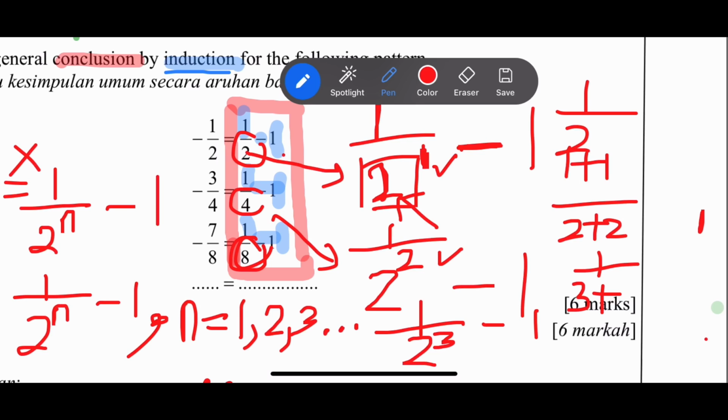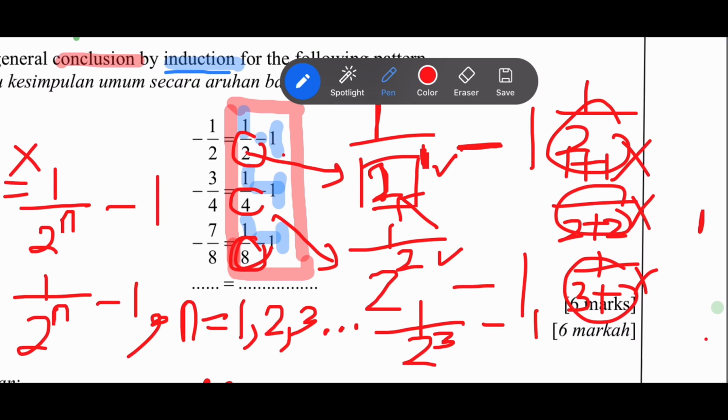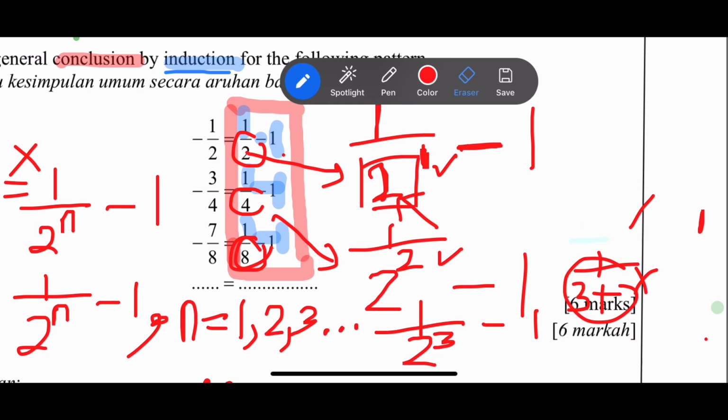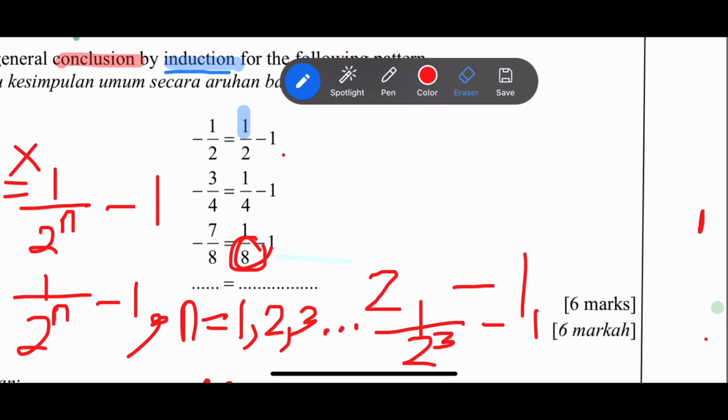So that is the answer for the conclusion by induction. Okay, so this is so-called maths reasoning. You have to think how to figure out the pattern number by observing the changes of each term. All right, okay, so we have discussed the mathematics reasoning.